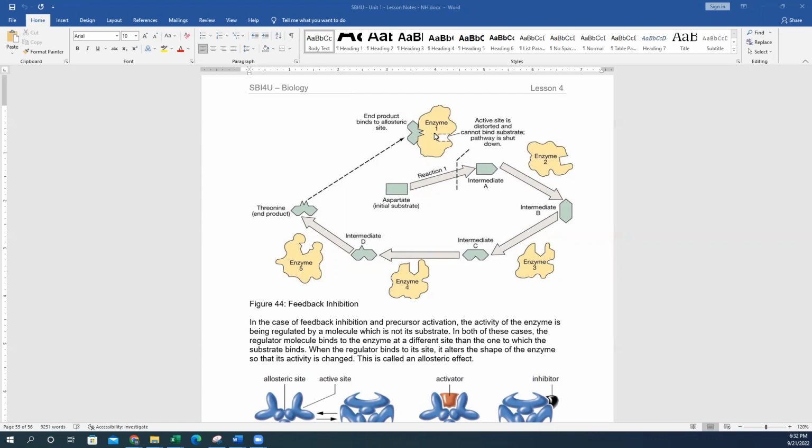So it's important to note that in this case, the activity of the enzyme can be regulated not just by its binding of its substrate, but also by a molecule that is produced later on and downstream of the pathway that is not its substrate. And in both of these cases, you have this regulator molecule that is binding to the enzyme at a different location than the active site.